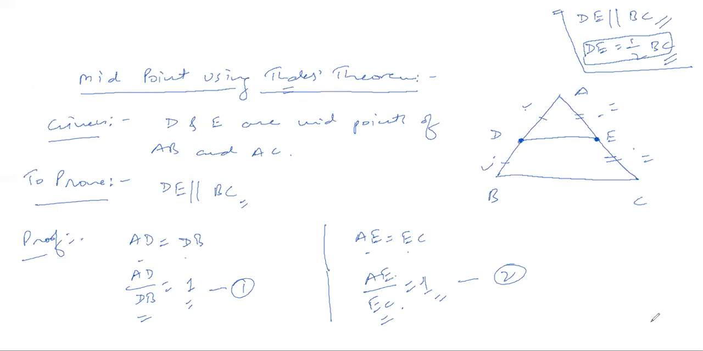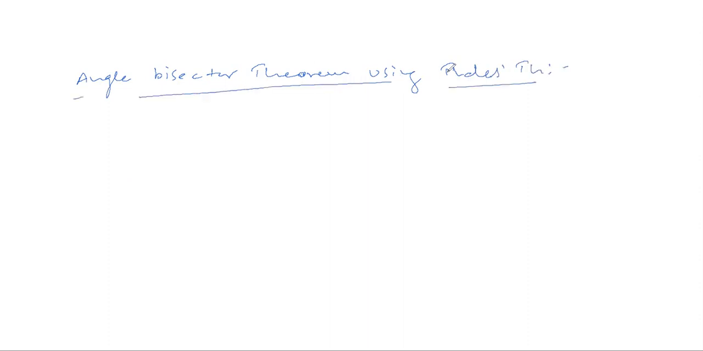Take it as the third one. I was not going into numbering actually. So leave this. The next topic is we'll prove the angle bisector theorem, using the basic proportionality theorem, or Thales theorem.